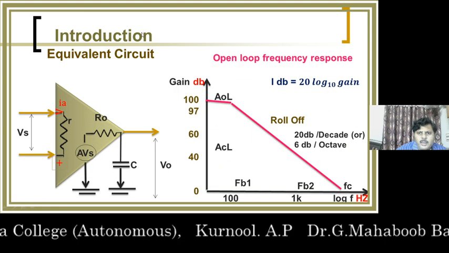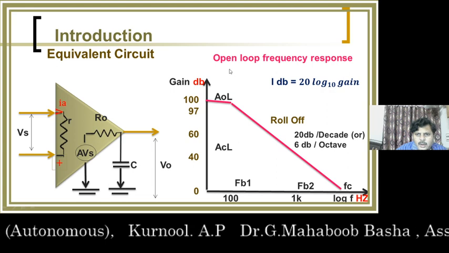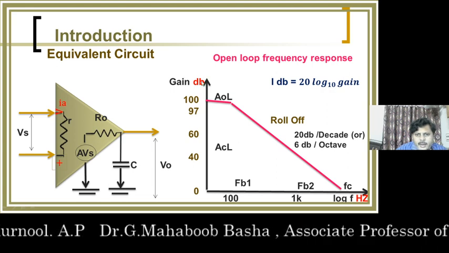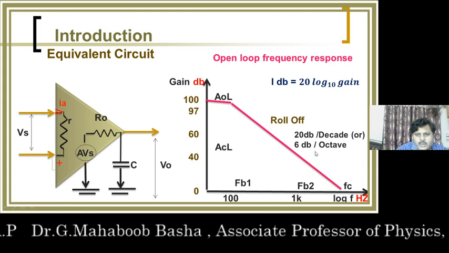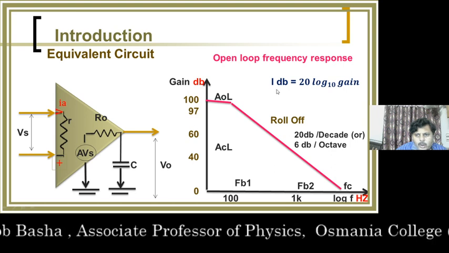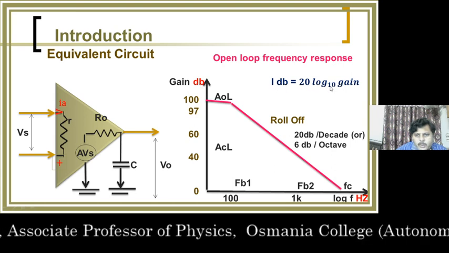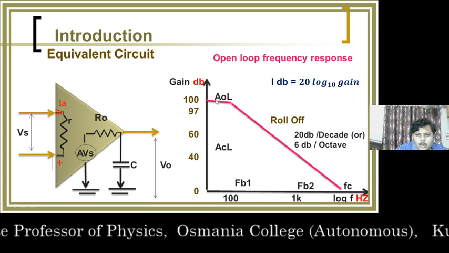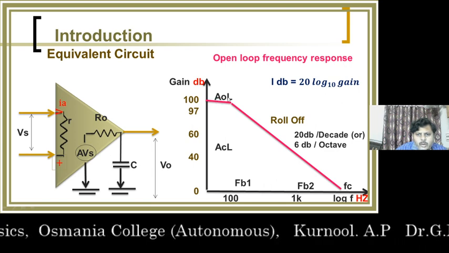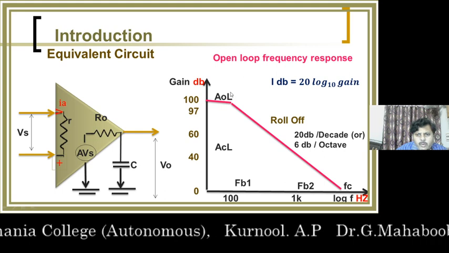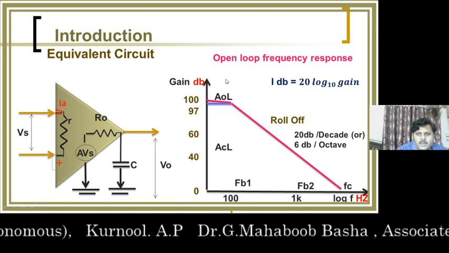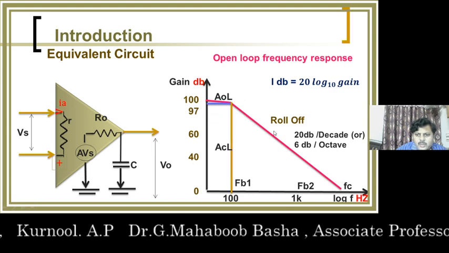Let us see the open loop frequency response. It explains the behavior of an op amp. Gain in dB versus logarithmic frequency curves are called Bode plots. 1 dB is equal to 20 log gain with base 10. AOL means the open loop gain of an op amp at low frequencies. It is constant up to a particular frequency. After that, it decreases with respect to the frequency.